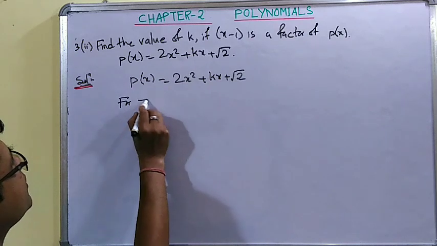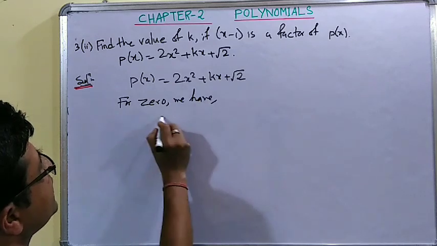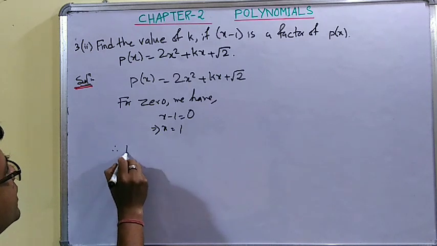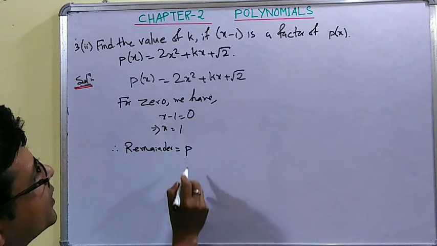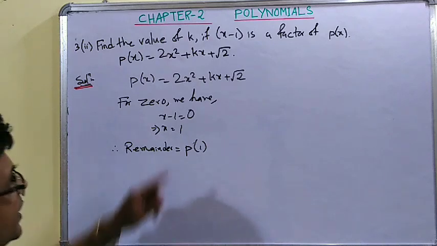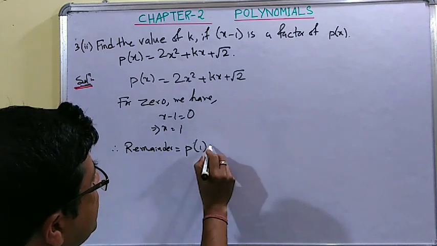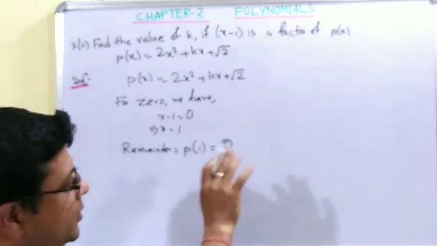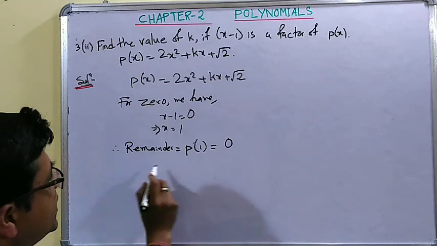For the zero, we have x minus 1 equal to 0, so x equal to 1. Therefore, what will the remainder be? The remainder will be p of 1. Now it is given that x minus 1 is a factor. If this is a factor, what will be the value of the remainder? 0. Just now in the factor theorem we got that if something is a factor, then the remainder is 0. This is a factor, so the remainder is 0.